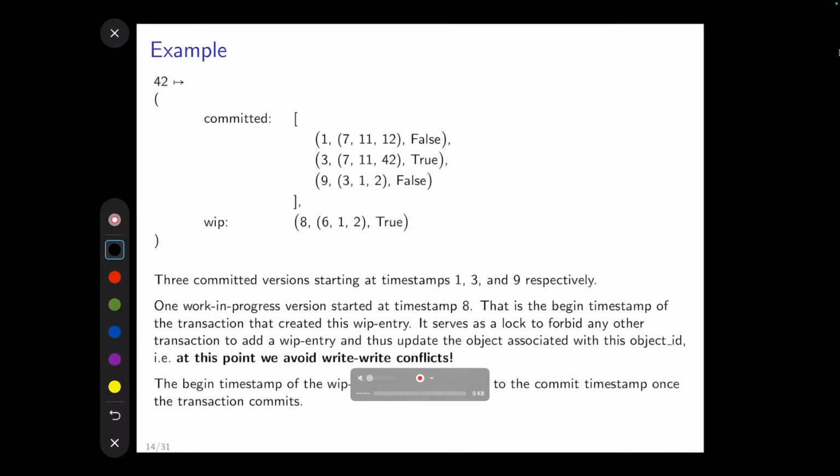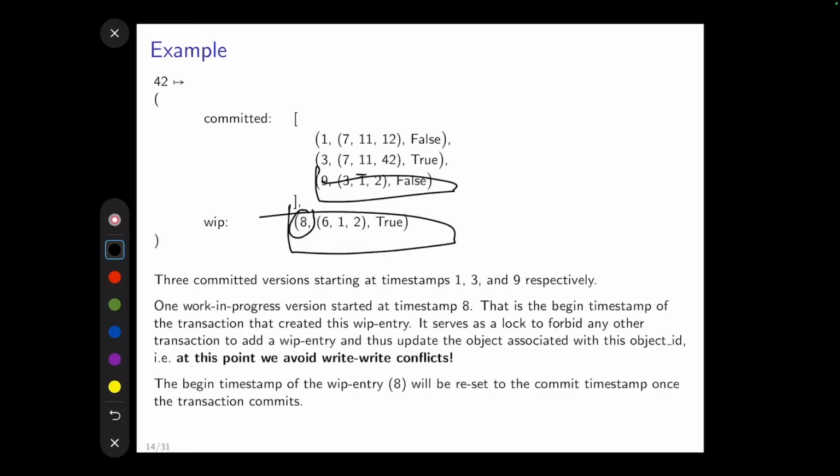Yeah, so transaction 8, when it calls this method, get the current version or get the version I'm seeing for object ID 42, it must get this entry, because that's the entry transaction 8 created. If transaction 9 calls this method, it must get this one.